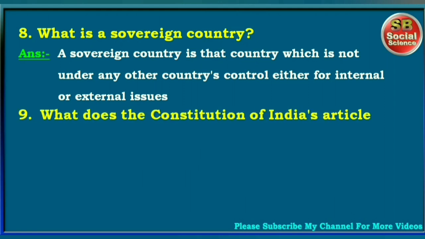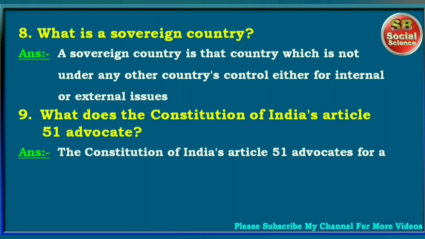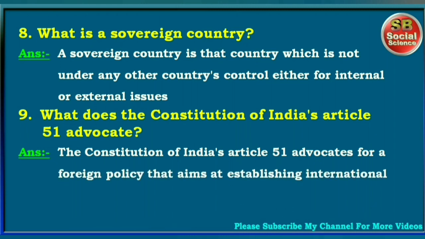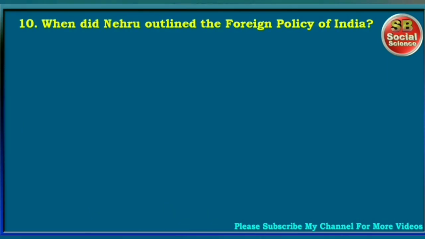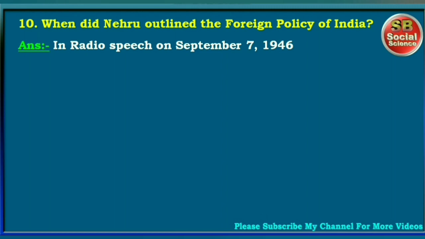Let's see another question. What does Article 51 of the Constitution of India advocate? Answer: Article 51 of the Constitution of India advocates a foreign policy that aims at establishing international peace and cooperation. Next one is, when did Nehru outline the foreign policy of India? Answer: in a radio speech on September 7, 1946.